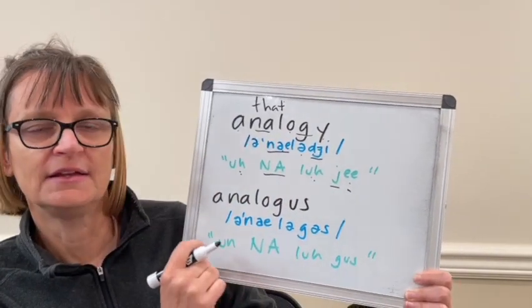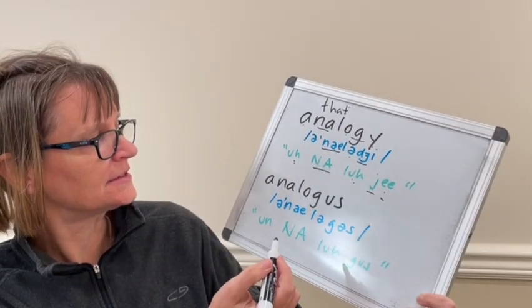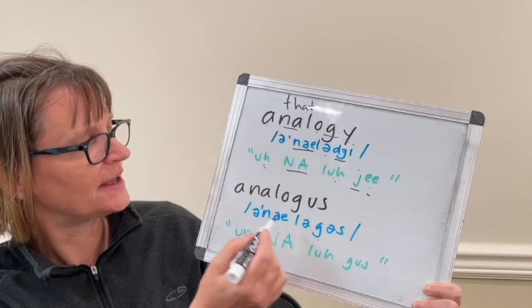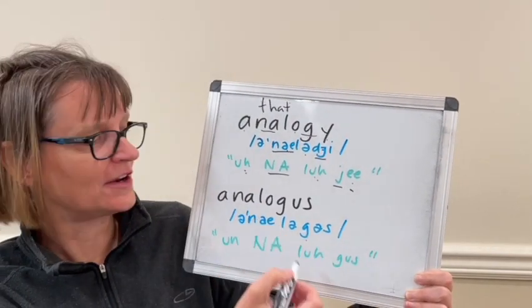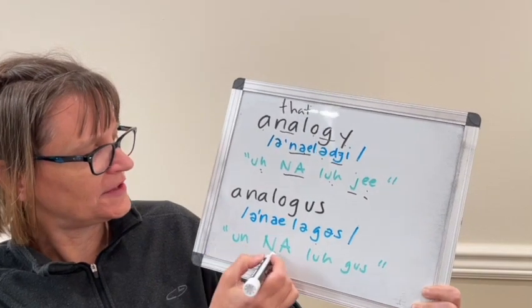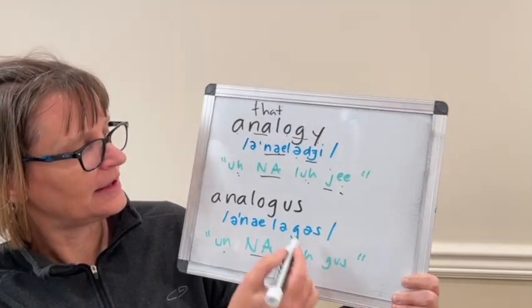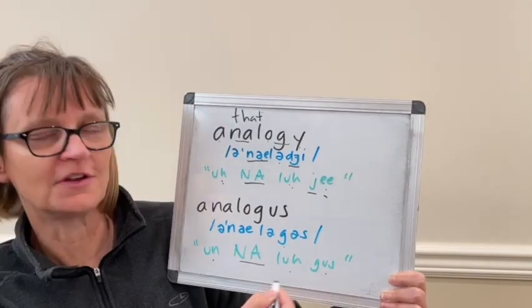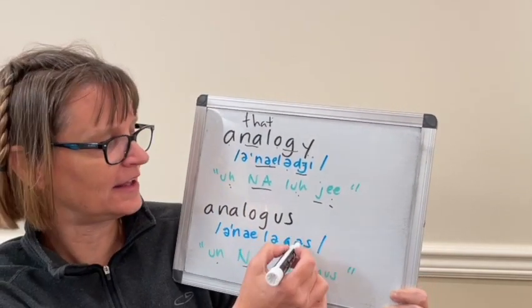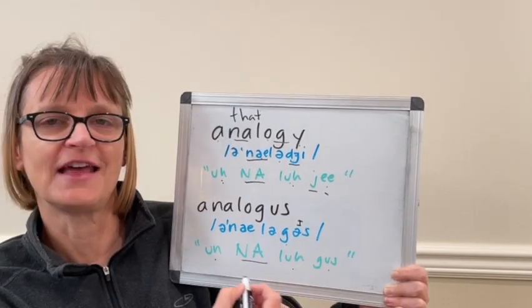But in analogous, it changes to a g sound, where letter G can also say the g, like guy or great. We do have the same first three syllables, anala, and then we just change to the g sound, and again, a reduced vowel, schwa. You might even hear it as an I sound, analogous.